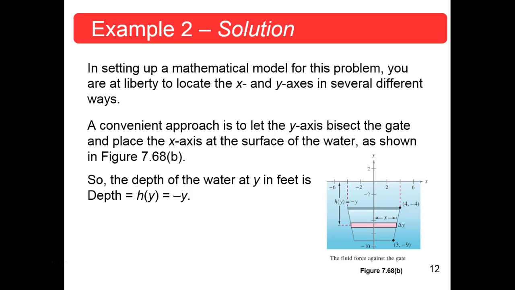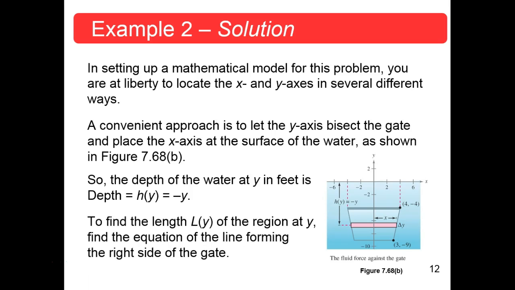Now, the length. Find the equation of the line forming the right side of the gate. That's the one over there. So if they put their axes here, this is 3 at minus 9, this is 4 at minus 4, because the x value here is 4: this gate was 8 feet across here, 3 feet across here, so it's 4 feet here, minus 4 depth, 3 feet here, minus 9 depth. So those are the 2 points.